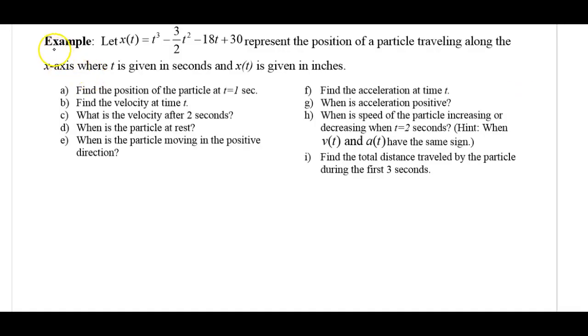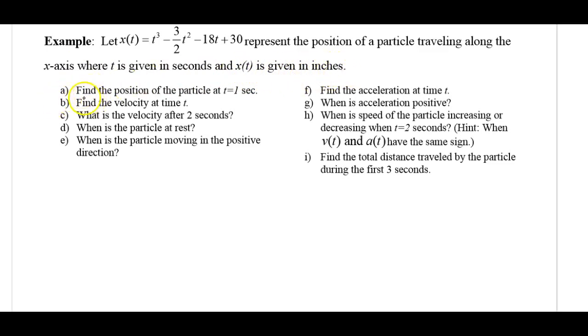All right, let's look at this example with multiple parts. Let x of t equal t cubed minus 3/2 t squared minus 18t plus 30. And that's going to represent the position of a particle that's going to travel along the x-axis, where t is given in seconds and x of t, the position, is given in inches.